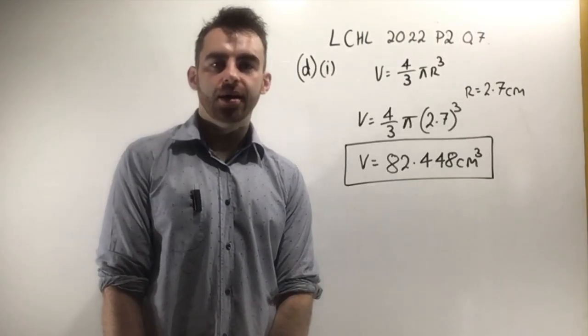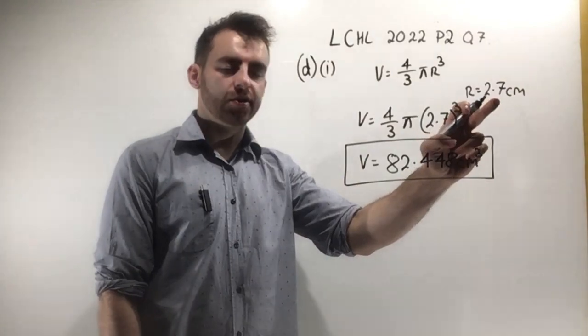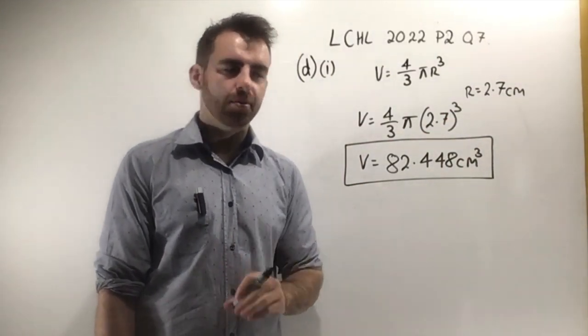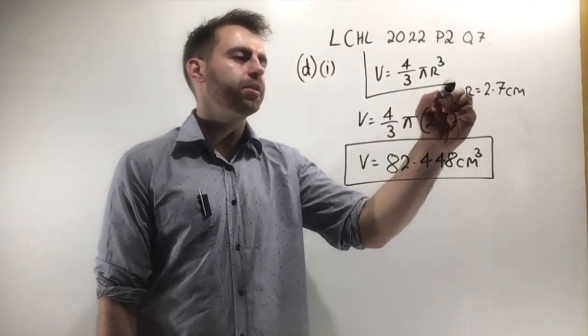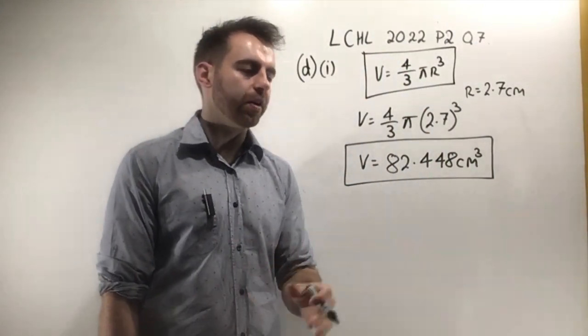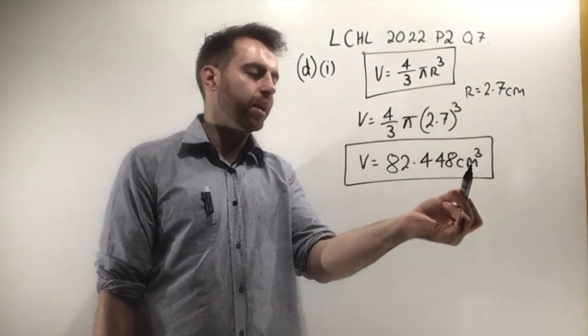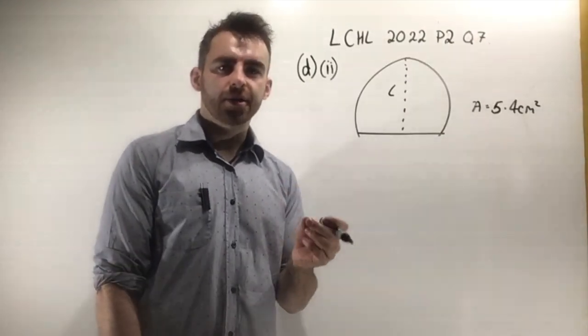In part D, part 1, we're told that the radius of a sphere is 2.7 centimeters. We're simply asked to get the volume of the sphere to 3 decimal places. So go to your maths tables, take down the formula for the volume of a sphere, plug it into your calculator, and you get your answer. It's 82.448 centimeters cubed.